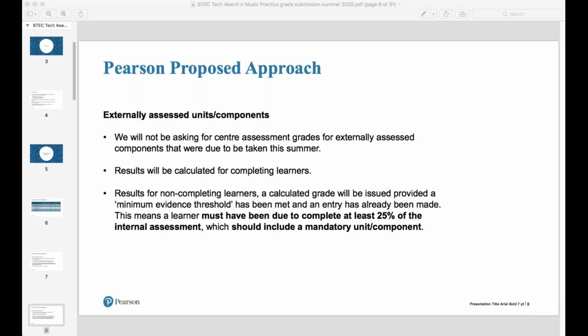For externally assessed components that were due to be taken this summer, we will not be asking for grades to be submitted. We will be issuing a calculated grade for all completing learners. For non-completing learners, we will also make sure that they can receive a calculated grade if they had an entry made and that they meet a minimum evidence threshold of 25% of the internal assessment for the qualification, and it includes at least one mandatory component. If this isn't met, we will defer that calculation.